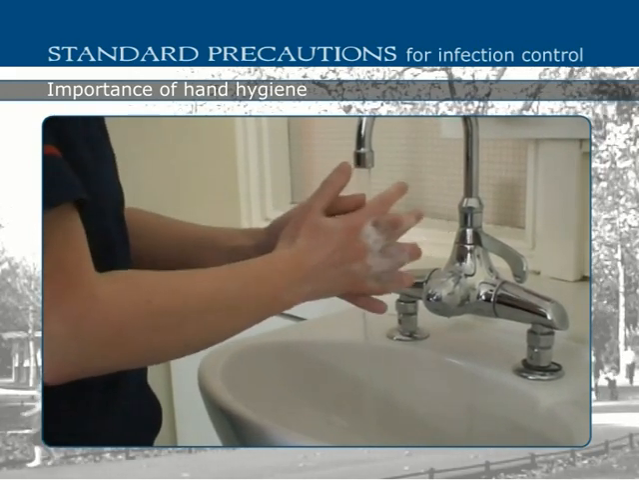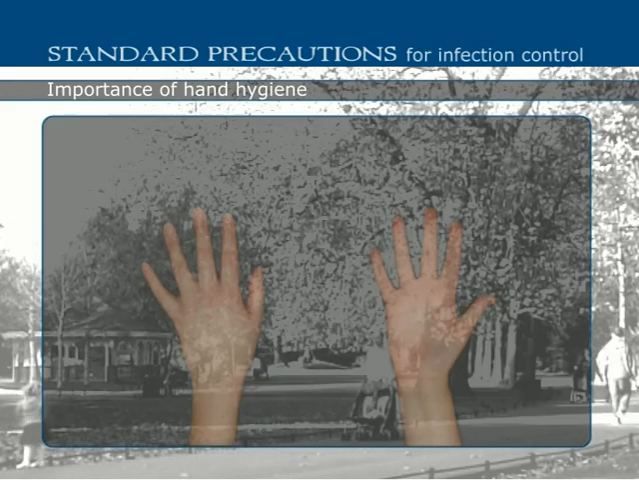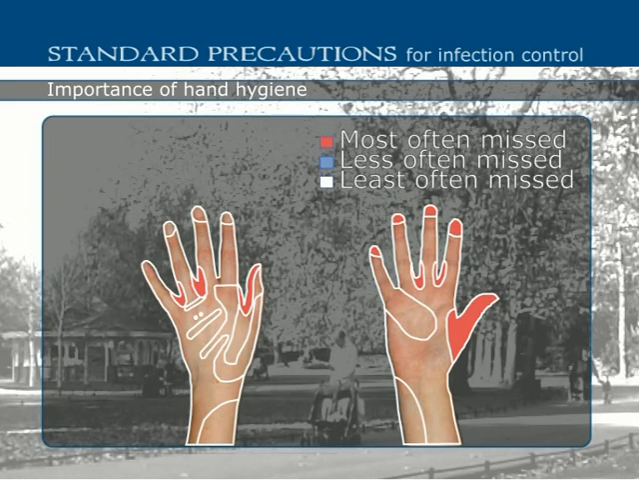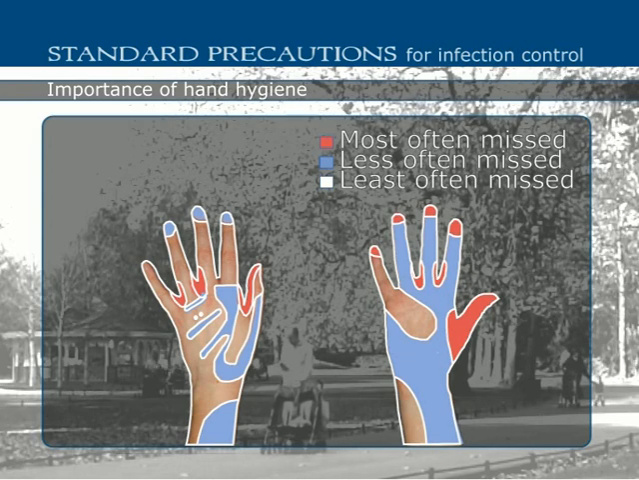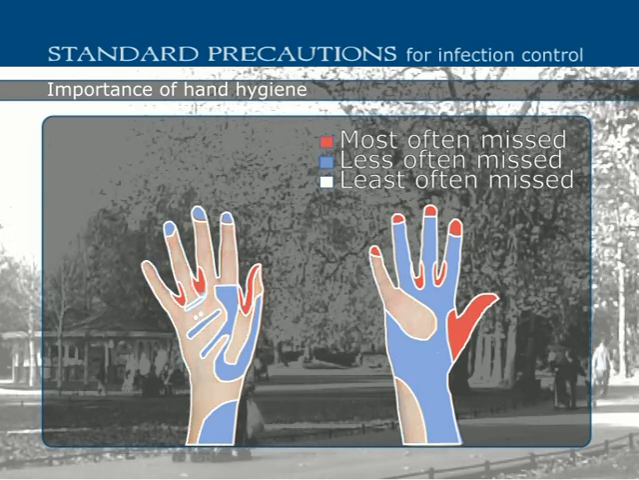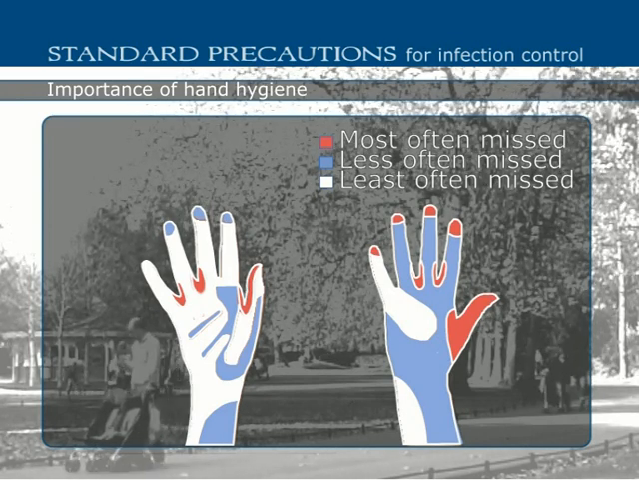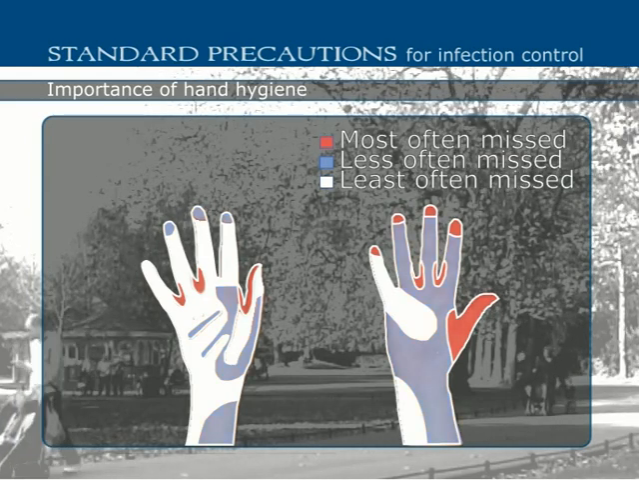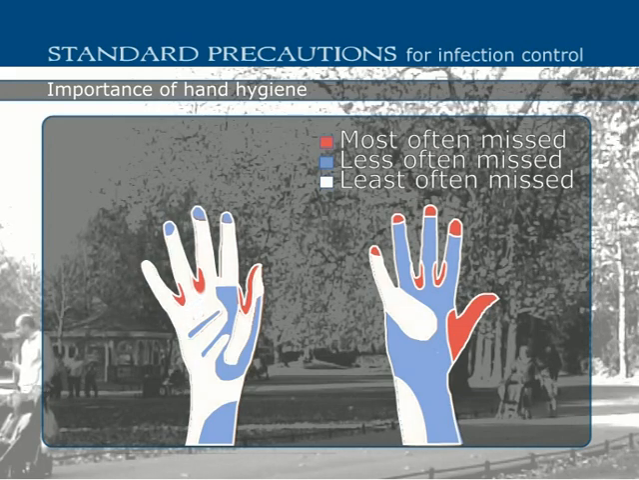Let's take a look to see what parts of the hands are often missed during the cleaning process. On the screen now, you can see the parts of the hands most often missed, in red. The parts of the hands that are less often missed can be seen now in blue. The least often missed is coloured white and is highlighted now. The picture shows that although you might spend time cleaning your hands, you may in fact be missing important parts of your hands as you clean them.